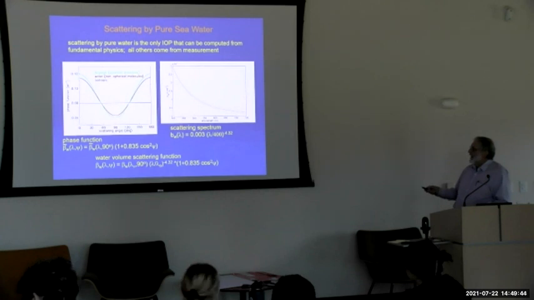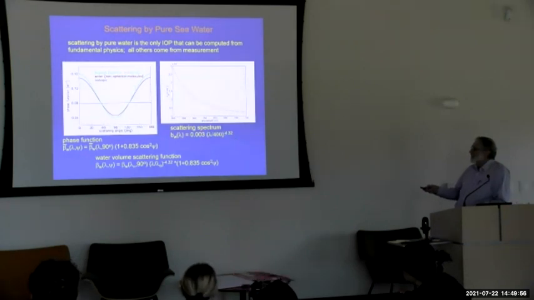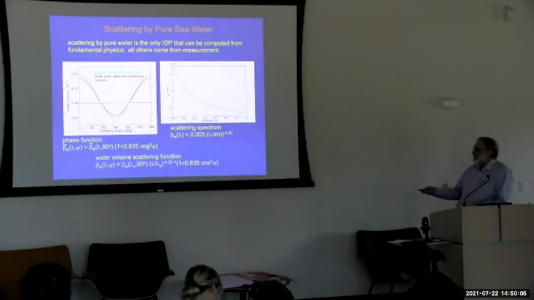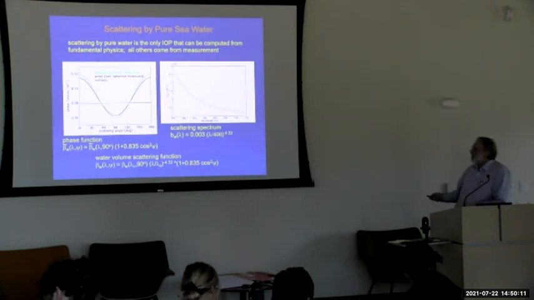The atmospheric scattering by spherical or nearly spherical particles goes like 1 over wavelength to the 4th. Water is really like 1 over wavelength to the 4.32. The Rayleigh phase function is 1 plus cosine squared. The water phase function is about 1 plus 0.8 cosine squared. So there are little differences, but it's a Rayleigh-like scattering by water molecules.